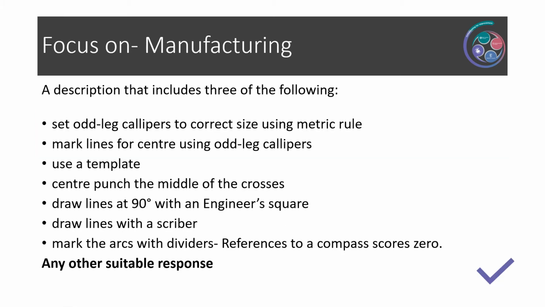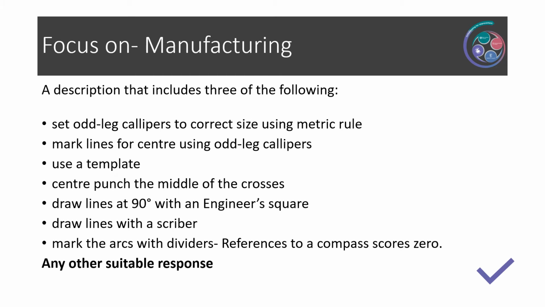These are the marking instructions for this question. I'd like you to pause the video now and correct your answer from earlier. As you can see, there is more than one correct answer and one correct method for marking out the corners. You could use odd-leg calipers, as was shown in the example before, or you could use an engineer's square and a scriber and achieve the same end results.